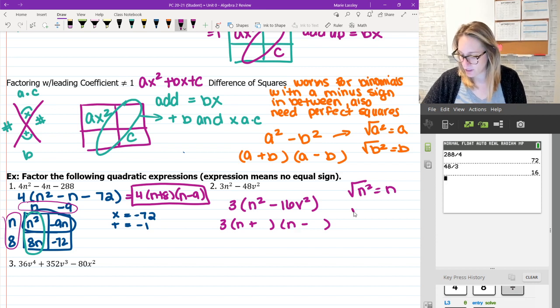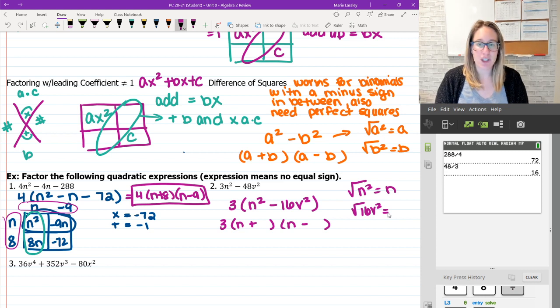Then I'm going to square root the 16v squared. You're not square rooting the negative. The negative comes in when we put the plus and the minus in our parentheses. All we're square rooting is the actual term itself. So we're just square rooting 16v squared. The square root of 16 is 4, and the square root of v squared is v. So we have a 4v right there. And guess what? We're done. That's our answer.